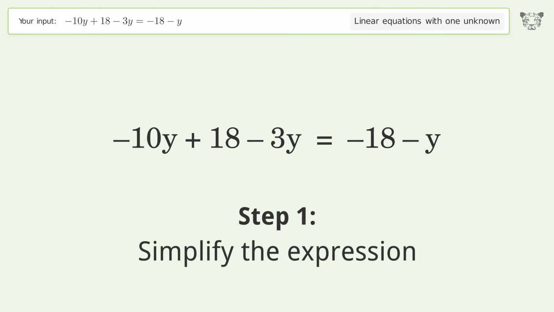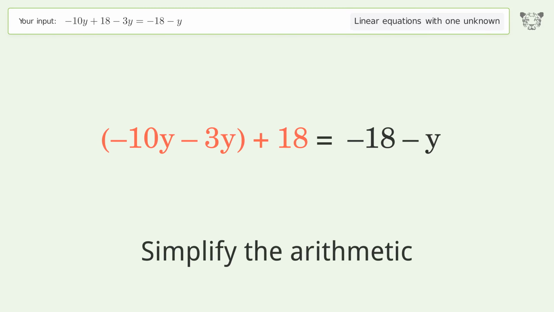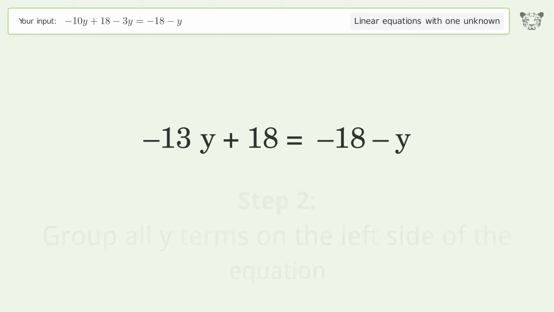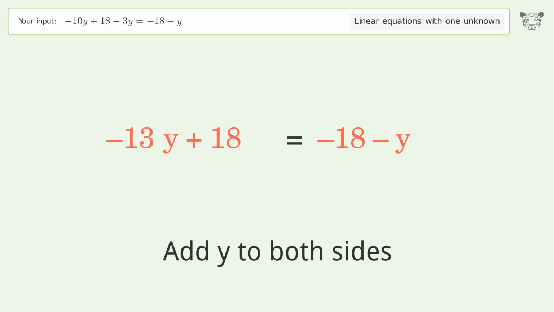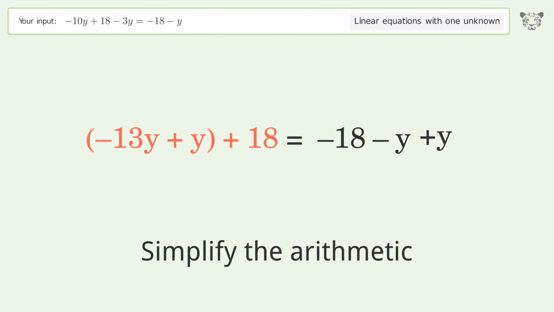Simplify the expression. Group like terms. Simplify the arithmetic. Group all y terms on the left side of the equation. Add y to both sides. Group like terms. Simplify the arithmetic.